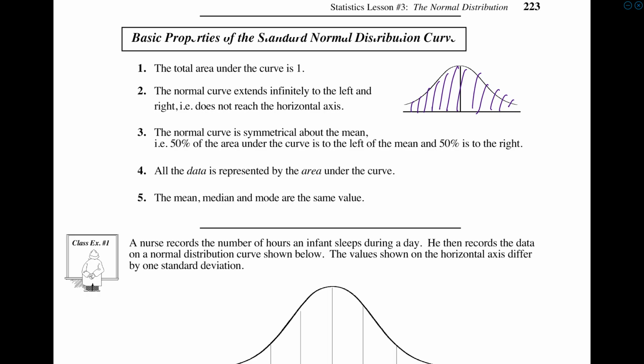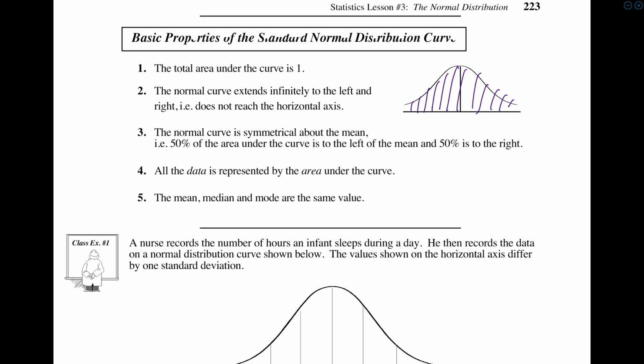Normal curve extends infinitely left and right. I asked a question earlier. The curve itself extends infinitely, doesn't actually reach the horizontal axis. There's not a cutoff point, but practically there is. It would just get smaller and smaller. Exactly, infinitesimally smaller. Normal curve is symmetrical about the mean, which means that whatever your mean is, there's the same amount of stuff to the left and to the right. And by definition, that better be how your mean works.